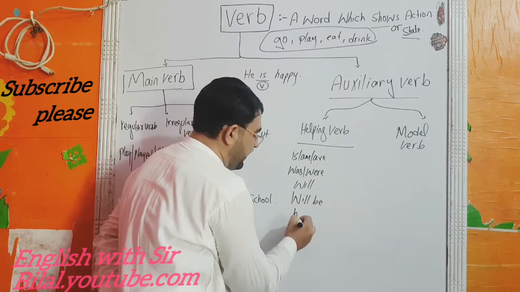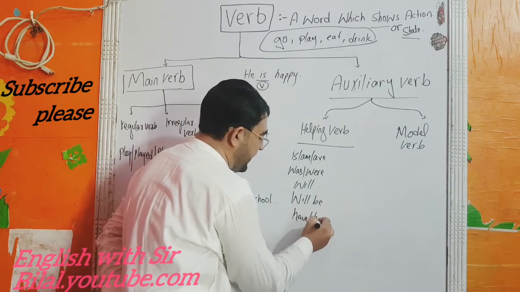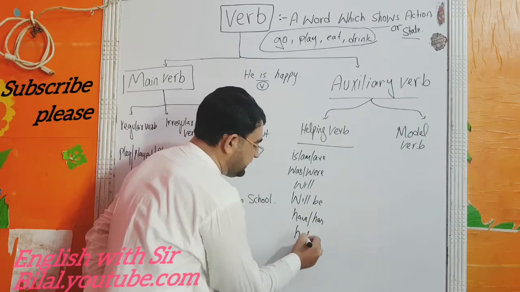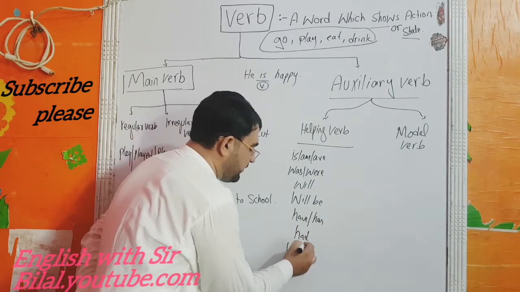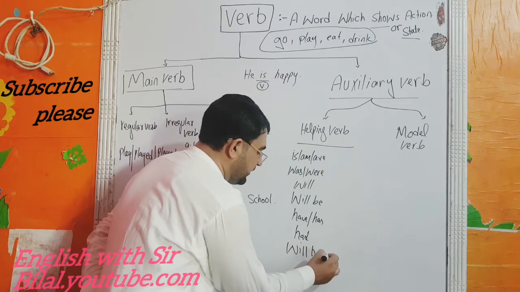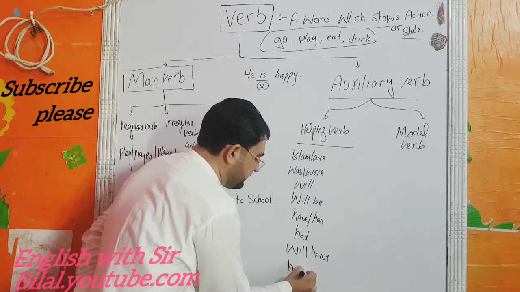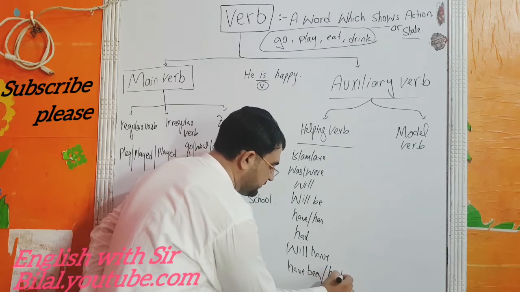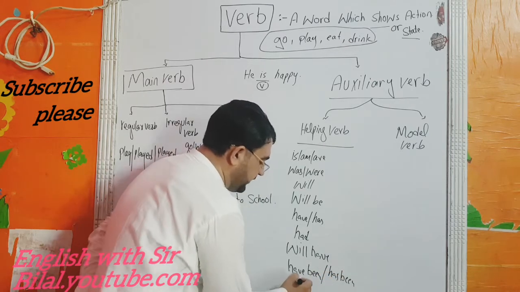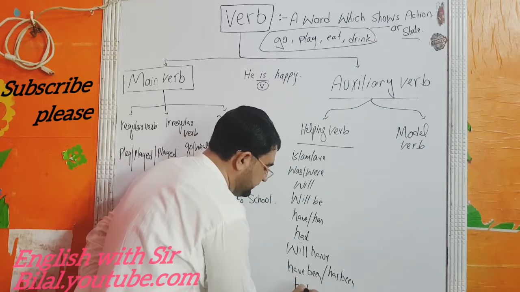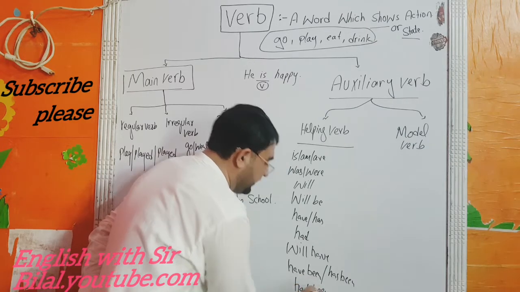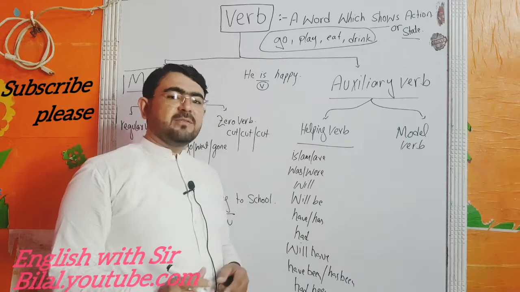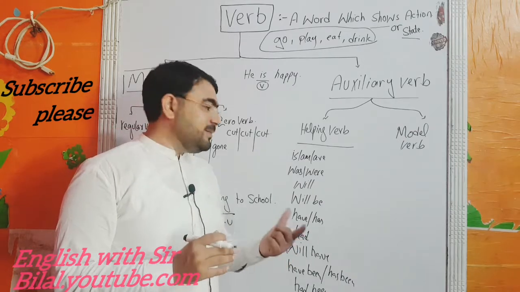Okay, have or has, had, will have. Okay, have been, has been. Okay, had been. Okay, so these are helping verbs. Helping verbs help the main verb in the sentence.